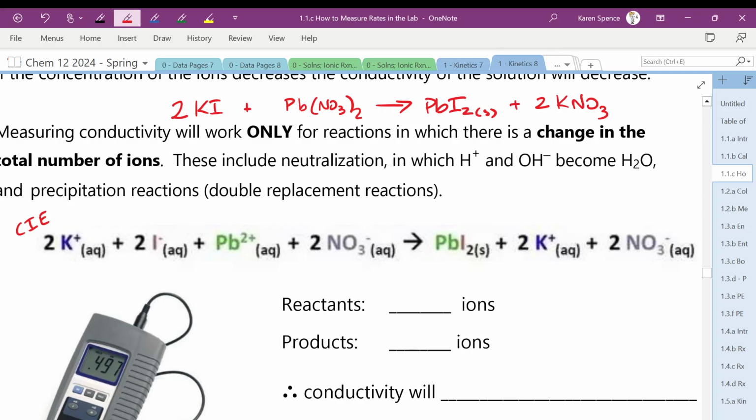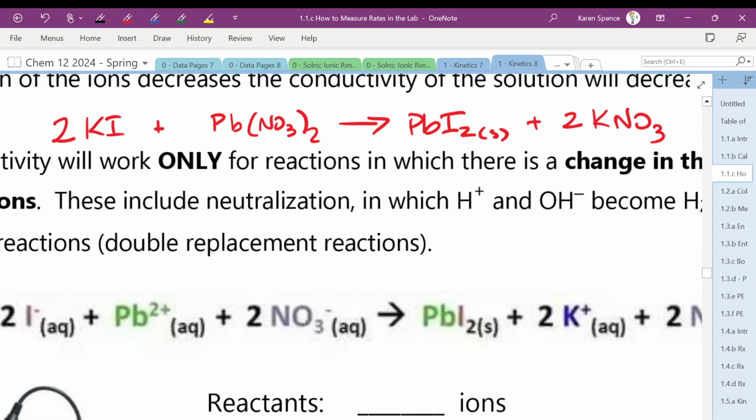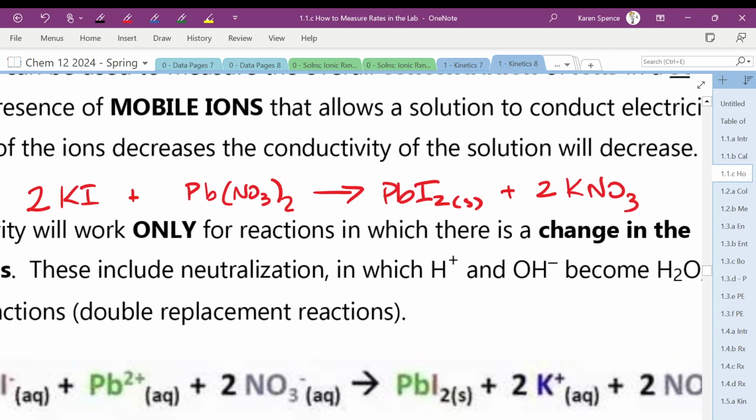You might be given an equation like the one that I have written in red up here. And you might be asked, could I use a conductivity meter to measure the rate of this reaction? And the answer would be yes.